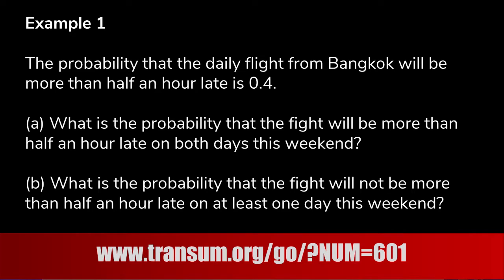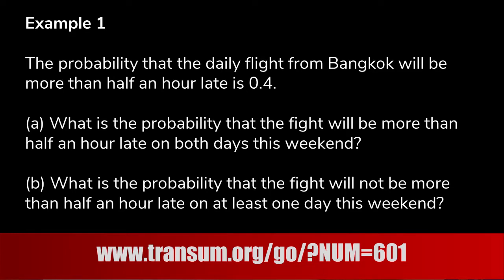The probability that the daily flight from Bangkok will be more than half an hour late is 0.4. That's the chances it will be more than half an hour late, about 40%. What is the probability that the flight will be more than half an hour late on both days this weekend? And part B, what is the probability that the flight will not be more than half an hour late on at least one day this weekend? So we're looking for combined events, two things, 2 days, a Saturday flight and a Sunday flight.